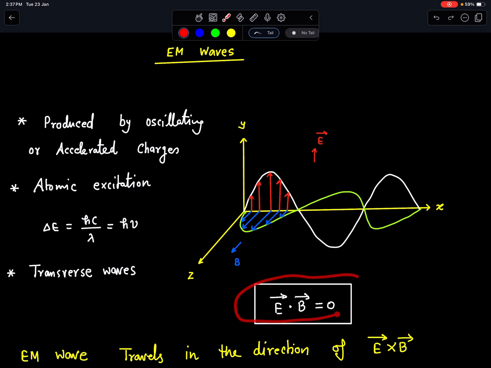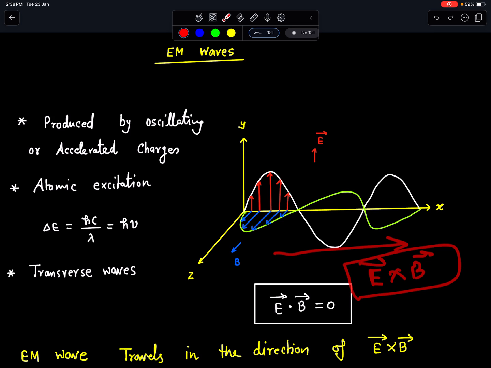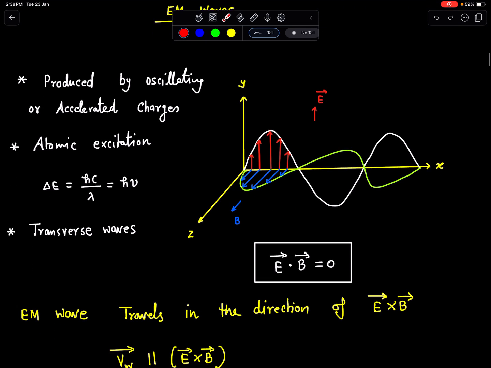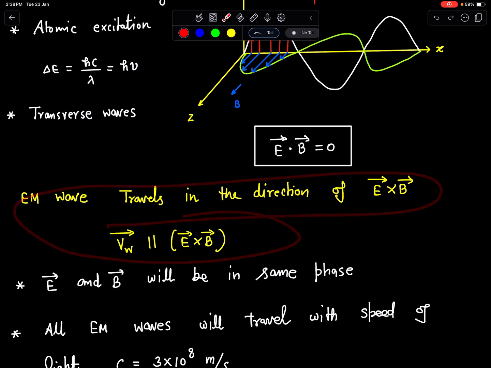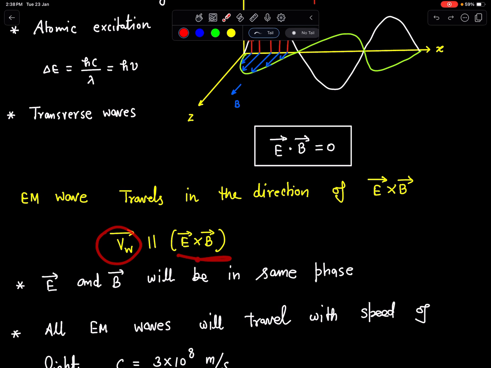So all the time you can see the EM wave will have two components. One is an oscillating electric field and another is an oscillating magnetic field. And the wave will be traveling in the direction of vector E cross B. There can be many possible combinations of EM waves that we will discuss soon. So an EM wave travels in the direction of vector E cross B. So you can say the velocity of the wave is parallel to E cross B.